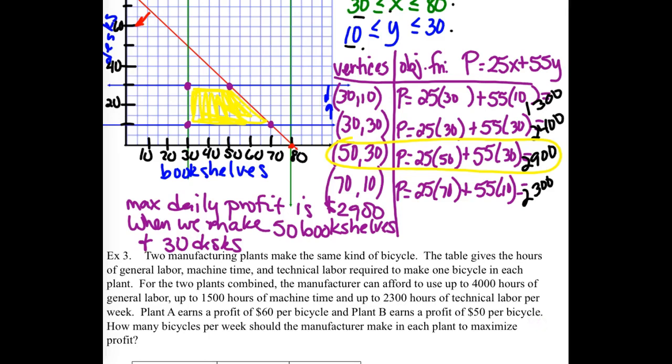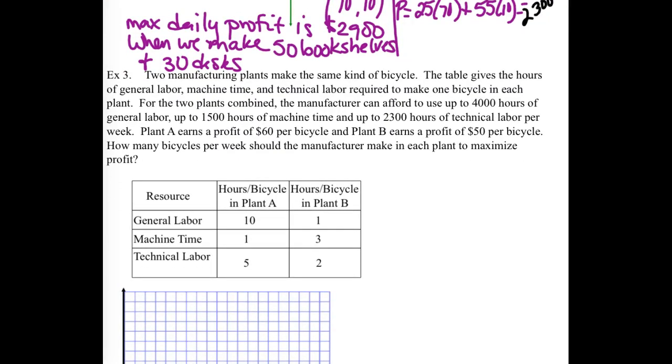All right. So for the last question, it says, 2 manufacturing plants make the same kind of bicycle. The table gives the hours of general labor, machine time, and technical labor required to make one bicycle in each plant. For the 2 plants combined, the manufacturer can afford to use up to 4,000 hours of general labor, up to 1,500 hours of machine time, and up to 2,300 hours of technical labor per week. Plant A earns a profit of $60 per bicycle, and Plant B earns a profit of $50 per bicycle. How many bicycles per week should the manufacturer make in each plant to maximize profit?